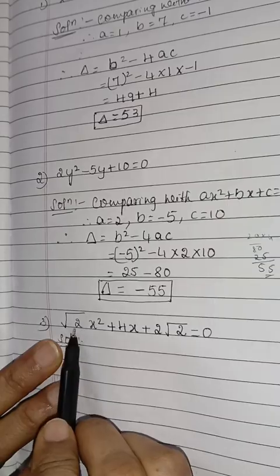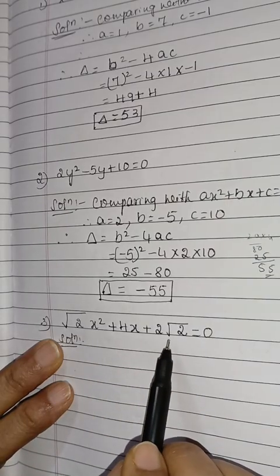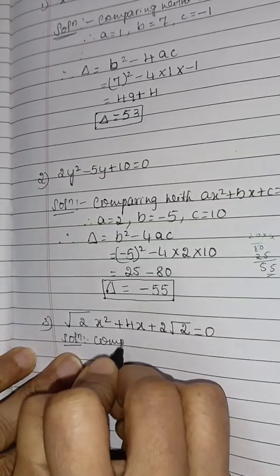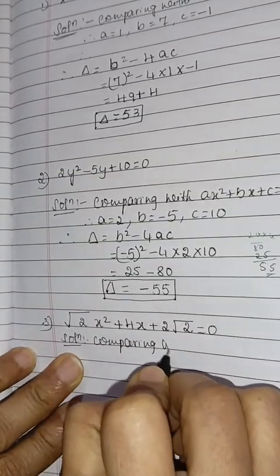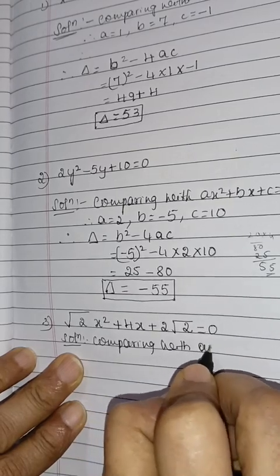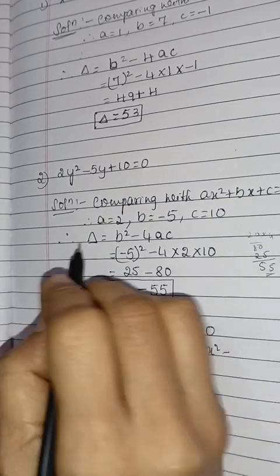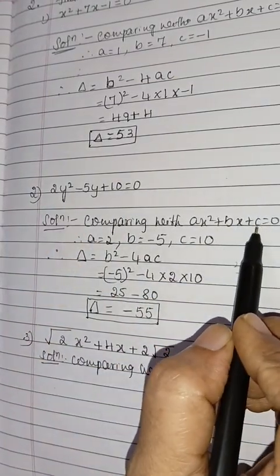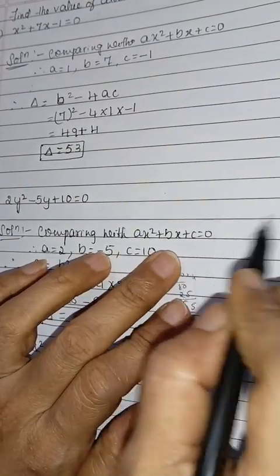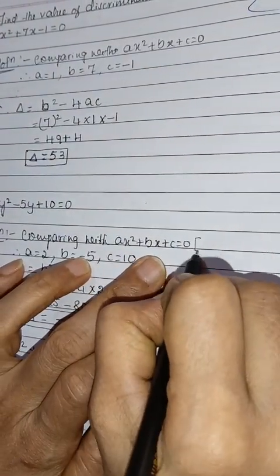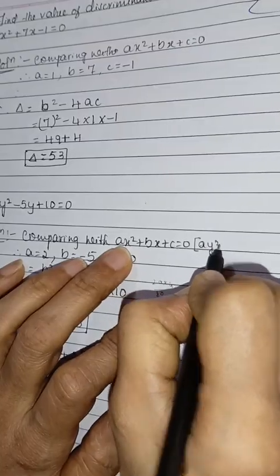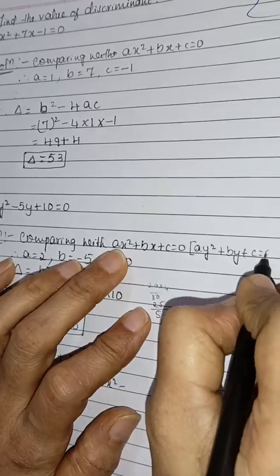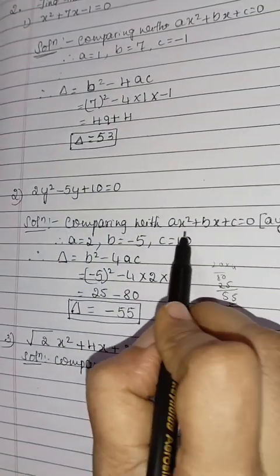Third one is root 2x square plus 4x plus 2 root 2 equal to 0. Now we have to compare with ax square plus bx plus c. Here, for example, if the variable is y, we have to write in the form of y. Always I forget: a y square plus b y plus c equal to 0. This is the standard form.